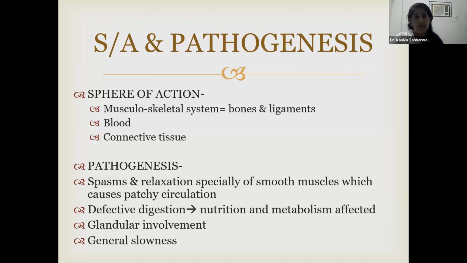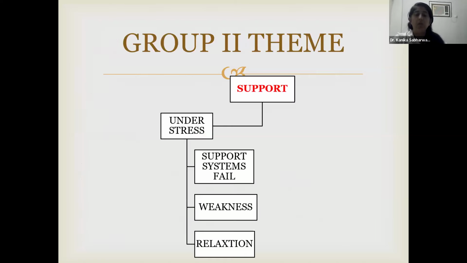We are all familiar with Calcarea Carb. The words used are malnutrition and malassimilation, which means the body is unable to assimilate the nutrients. Involvement of glands and overall slowness of functioning. Now, slowness of functioning, everybody knows when you talk about Calcarea and Baryta. So what is the theme of this group? The main theme is I require support.